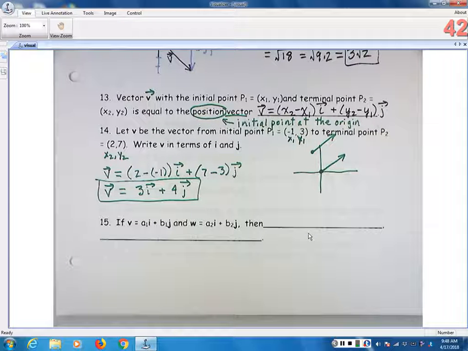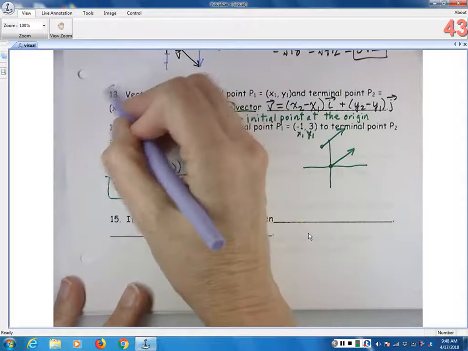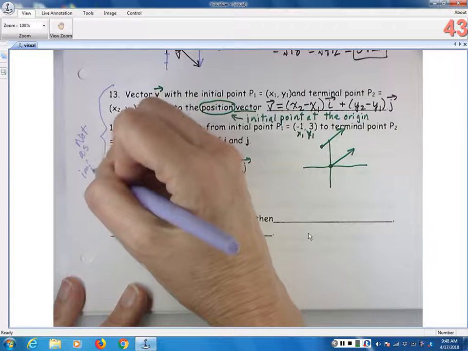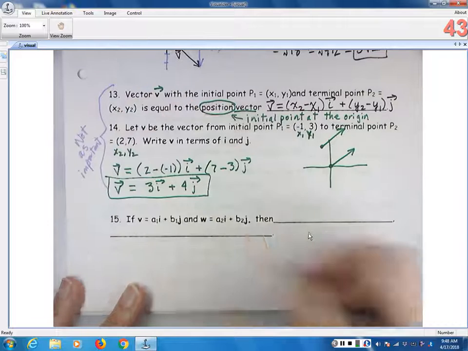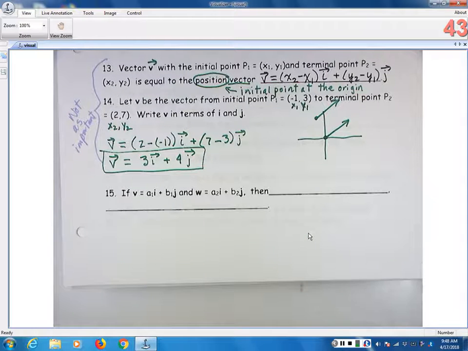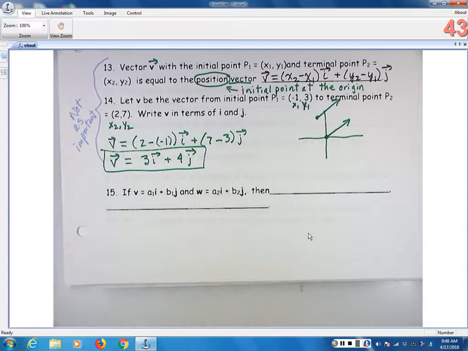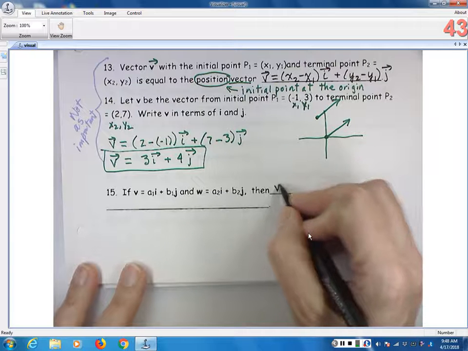Okay, now, what we just did here, I don't think 13 and 14 are as important. So these are not as important. But now on your problems on the test and on the final, you're going to be given vectors already in this form. If you have vectors given in this form and you want to add them together, this is what's important.